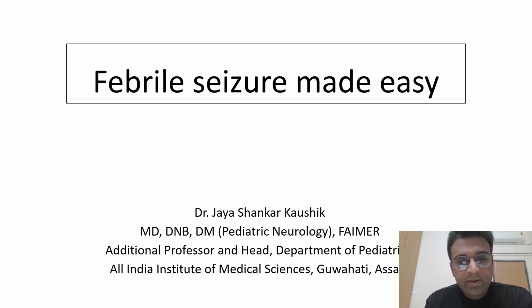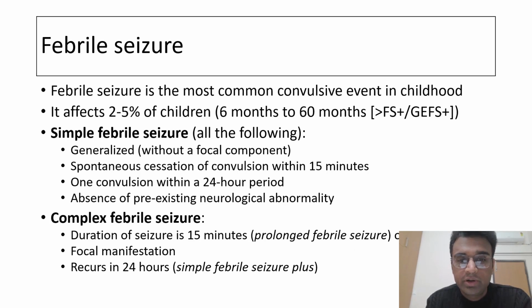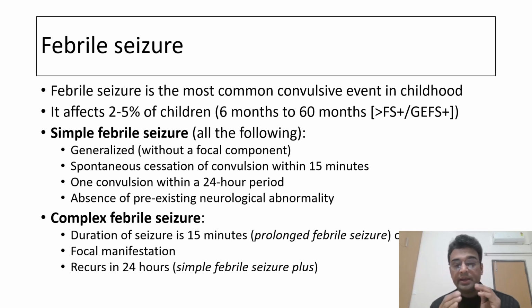Hello everyone. Today we will discuss febrile seizures, which is a very common condition that we encounter in pediatric practice. Overall, you can see that febrile seizures are one of the most common convulsive events that happen in childhood, and it affects almost 2 to 5% of children aged between 6 months to 60 months. That means roughly around 6 months to 5 years. It is very, very common.